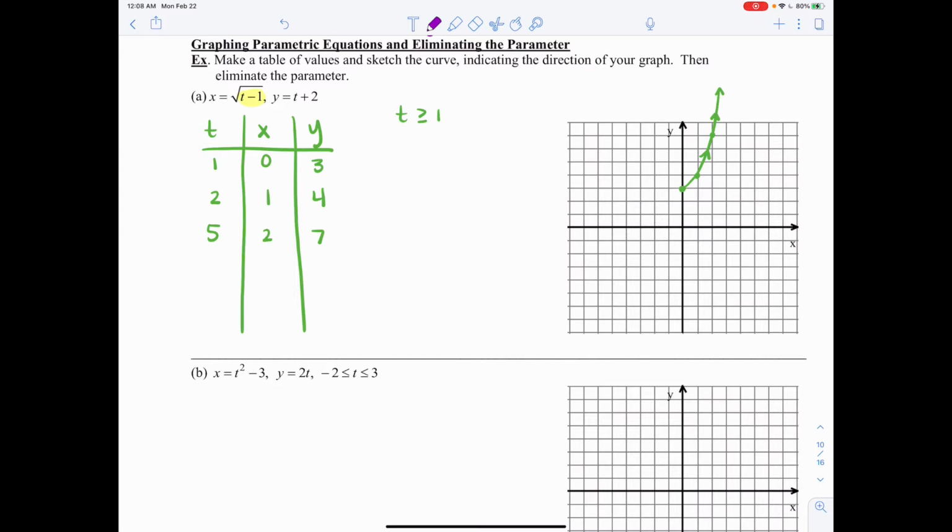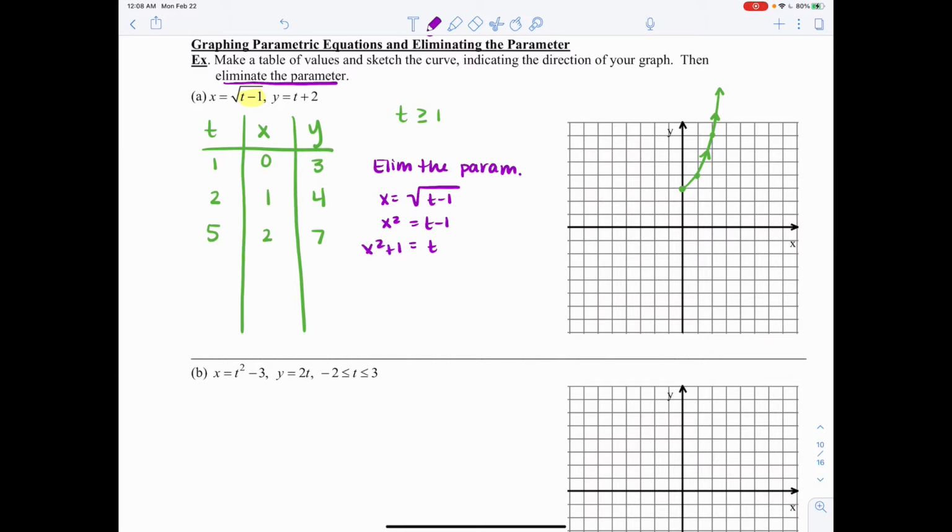In pre-cal, you guys did something called eliminating the parameter. So let's discuss how to do that. Right now, I have two individual equations, one for x and one for y. I want to eliminate that and go back to a Cartesian xy equation. So if x is equal to the square root of t minus 1, squaring both sides will let me know that t is equal to x squared plus 1.